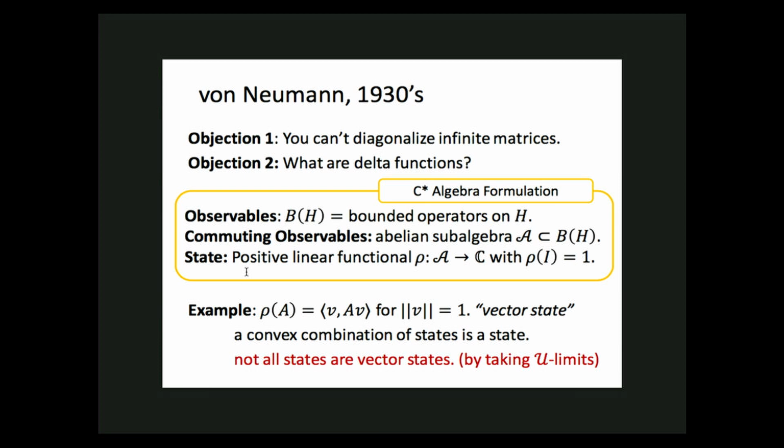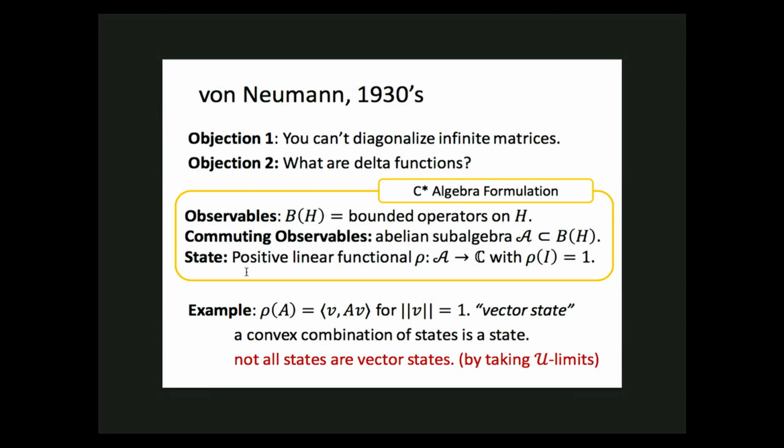So given a unit vector v, you can define a functional rho of A as just the inner product ⟨v, Av⟩. You can easily check this is a state according to this definition. So the vectors are still states, but this definition is strictly more general. It contains all sorts of other weird objects that are obtained, for example, by taking limits with respect to non-principal ultrafilters and things like that. So this is a much more general definition. It contains some objects that are not all that tangible.